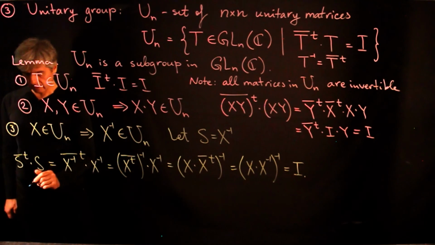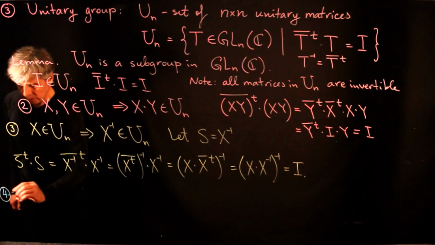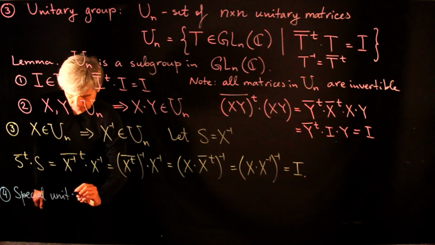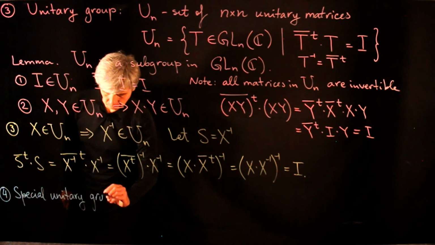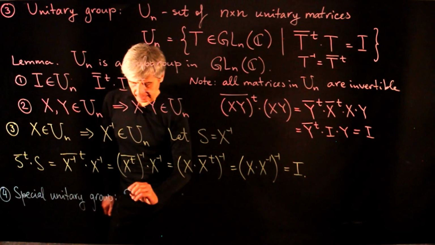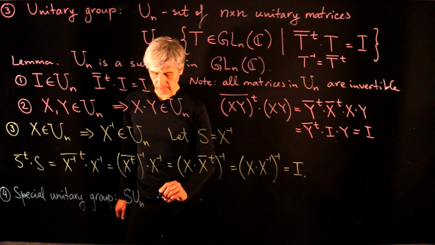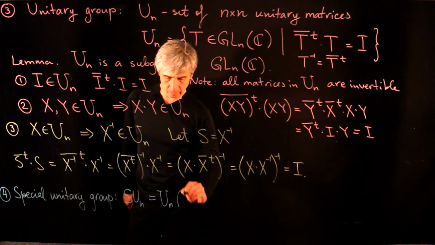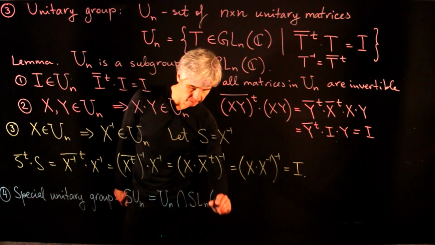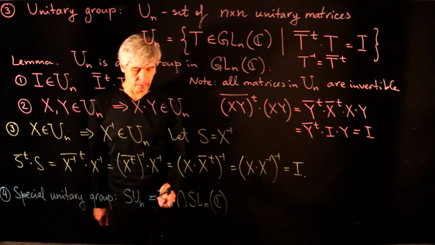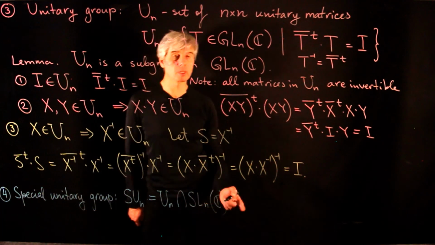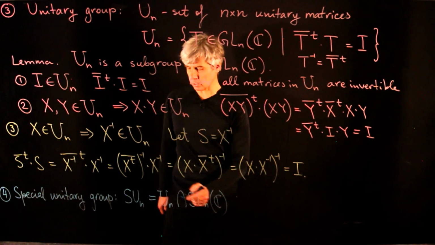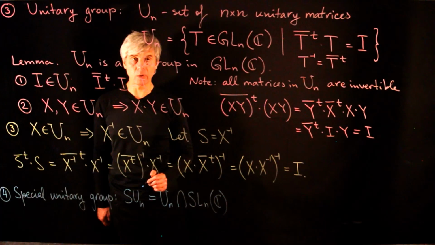One more subgroup that is commonly used is called the special unitary group. So this is SUN. So this is basically the intersection of UN with SLNC. So these are unitary matrices with determinant 1. And because the intersection of two subgroups is a subgroup, this is a subgroup in UN.